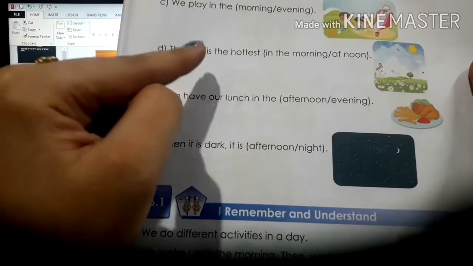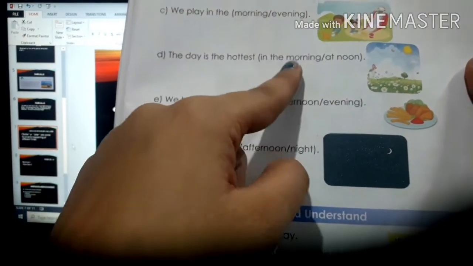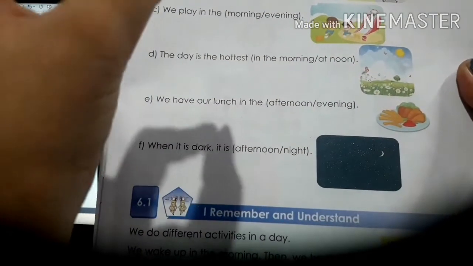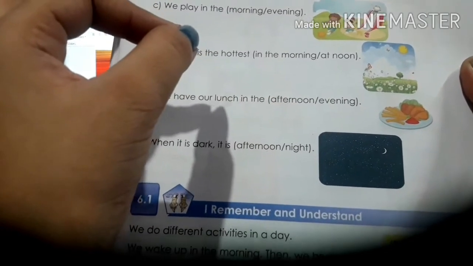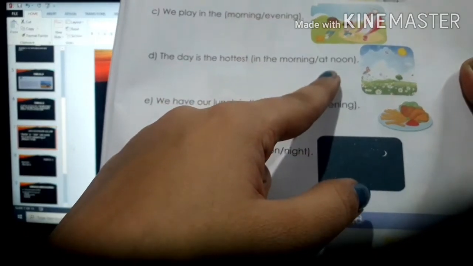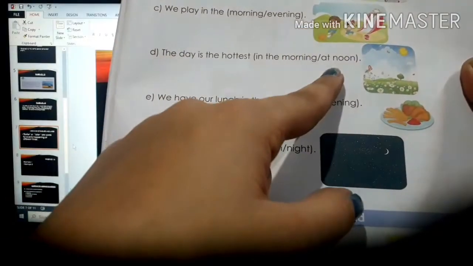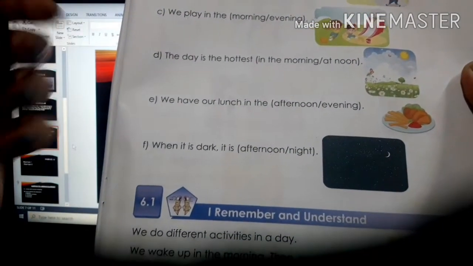Next, D. The day is the hottest. When is it hottest, children? In the morning or at noon? Noon means what? Your 12 p.m., 12 o'clock. Okay, so that is called noon. At that time, children, the sun is on the top. So it is hottest. So the day is hottest at noon. And in the morning, we don't feel hot, right?